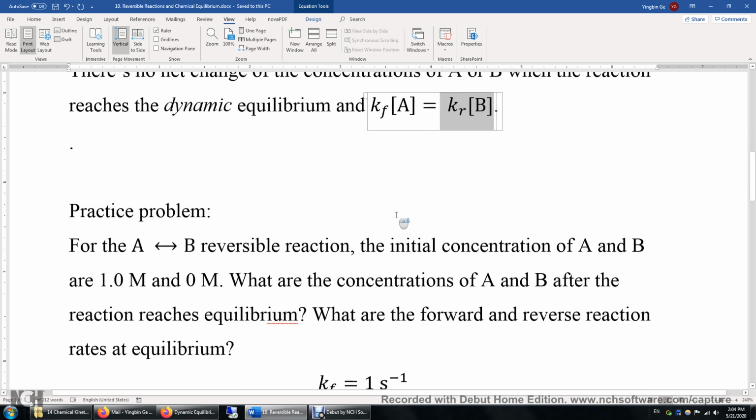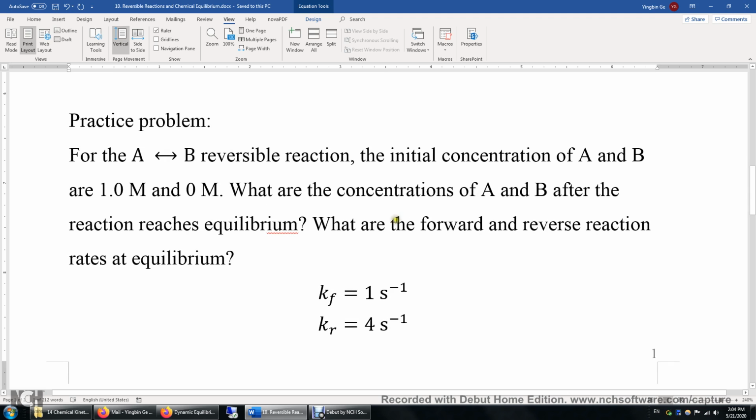Now let's work on one practice problem. For this A and B reversible reaction, again, pay attention to this double arrow between A and B. The initial concentrations of A and B are 1.0 molar for A and exactly 0 molar for B. What are the concentrations of A and B after this reaction reaches equilibrium? What are the forward and reverse reaction rates at equilibrium?